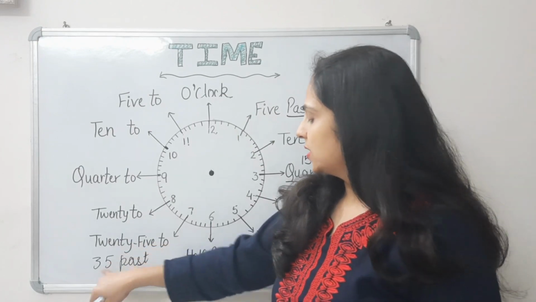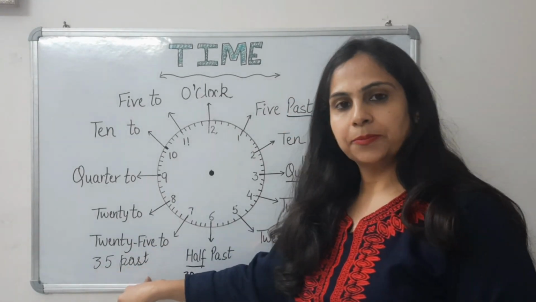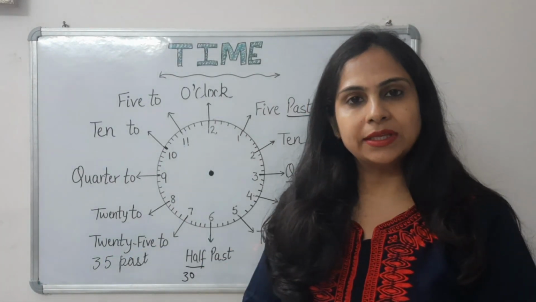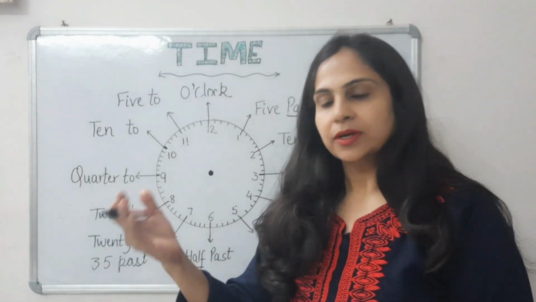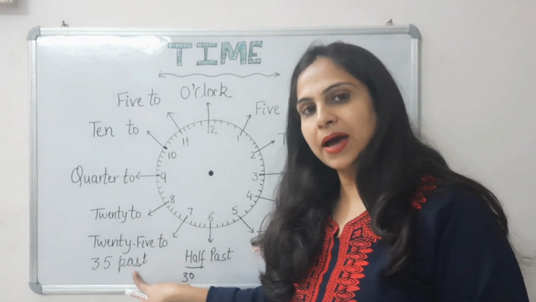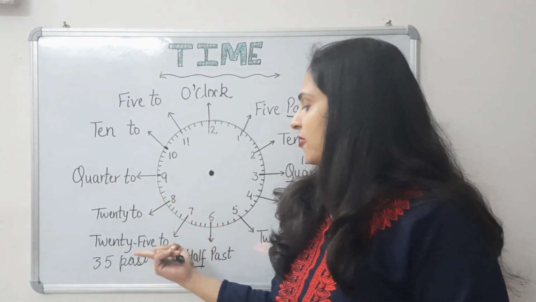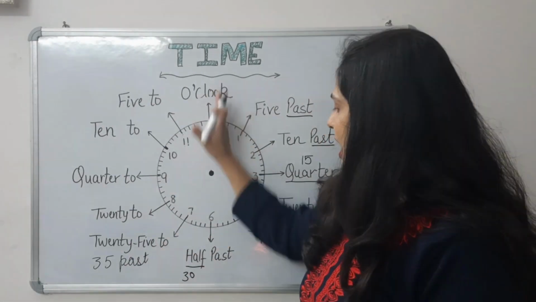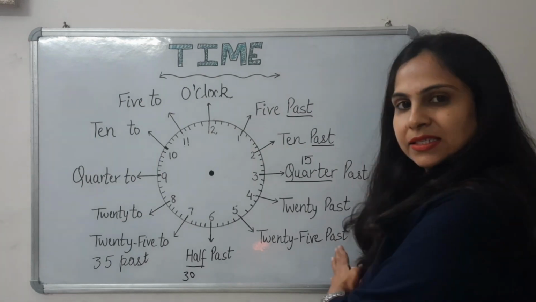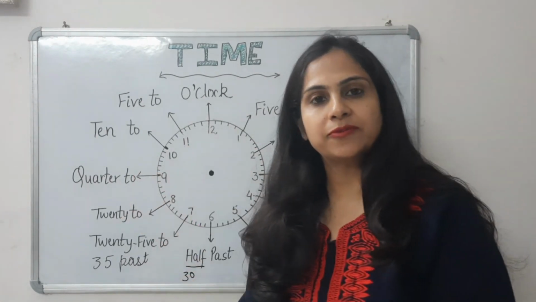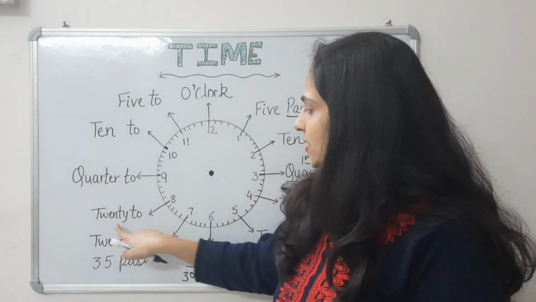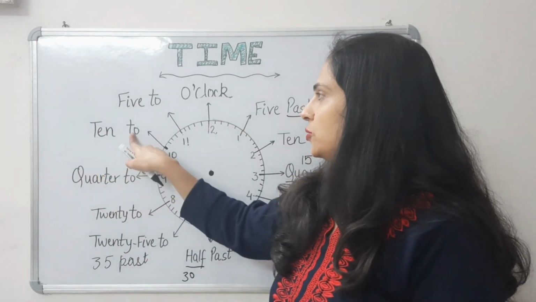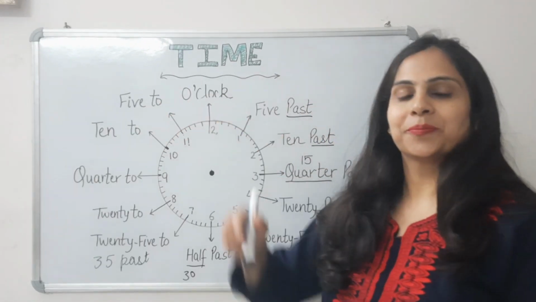Now, next is 35 past. We can also say it 25 to. Here 2 means to the next hour. So 35 minutes has passed but 25 minutes to the next hour. So in the first half of the clock we use past and in this other half we use to. Now 20 to. Quarter to. Quarter means 15 minutes. 10 to, then 5 to, then o'clock.